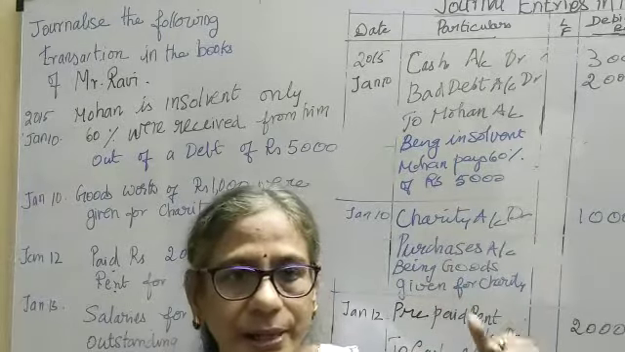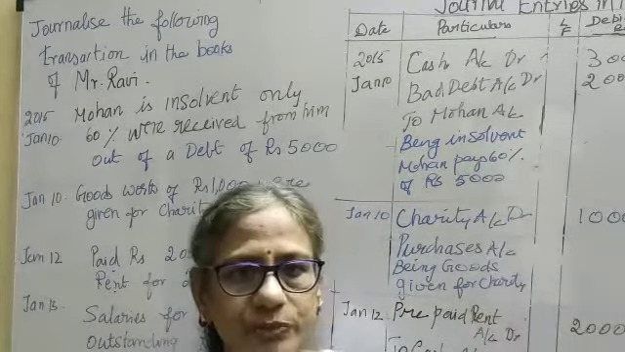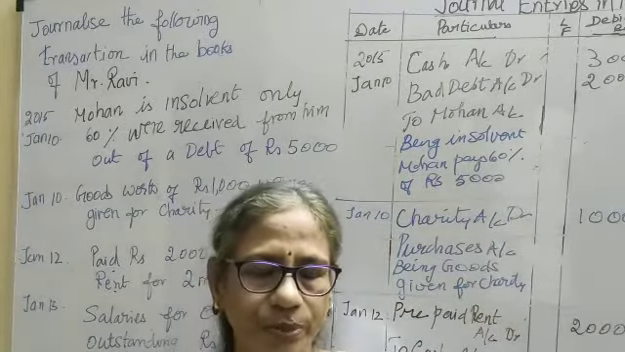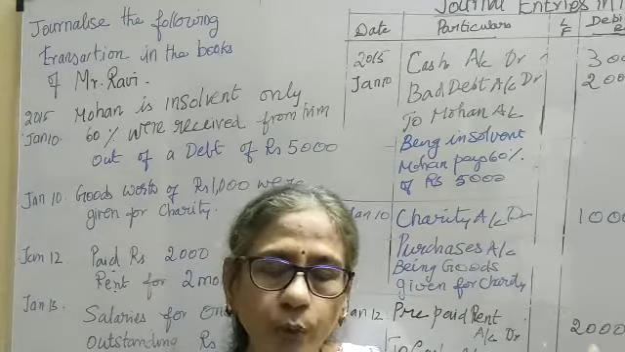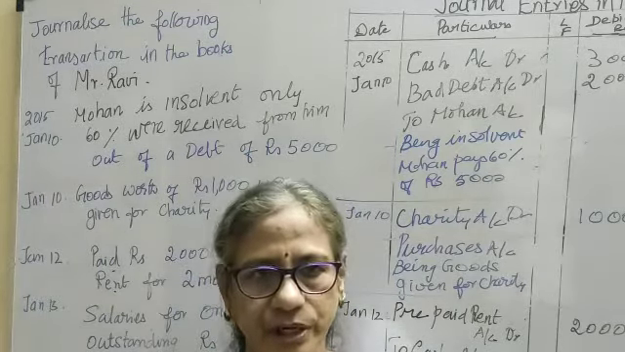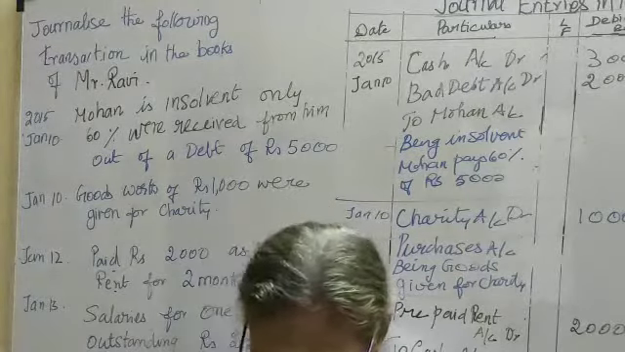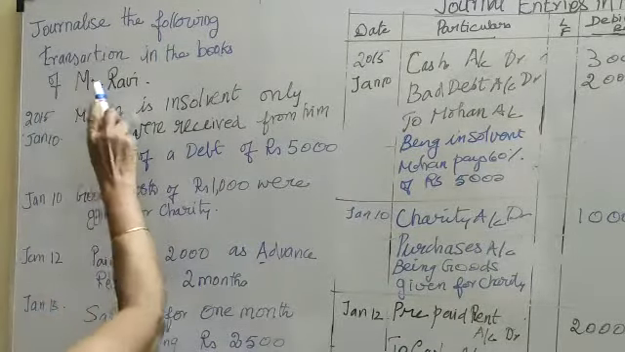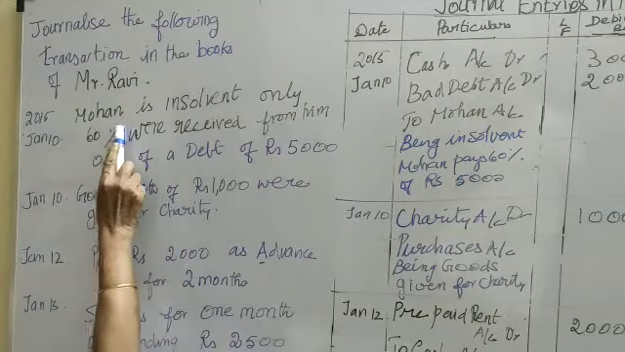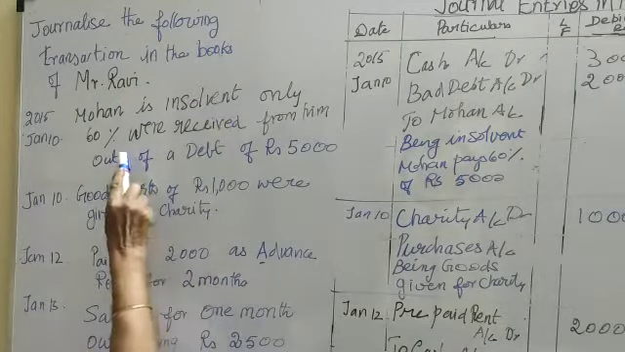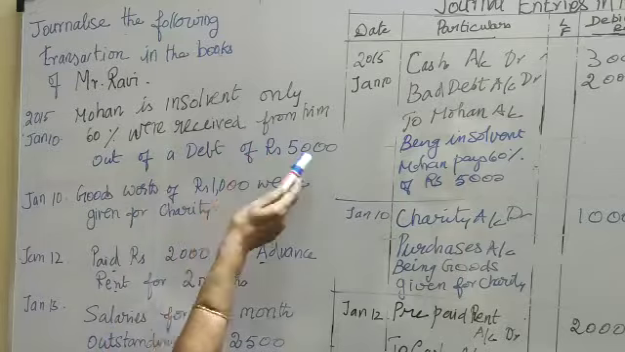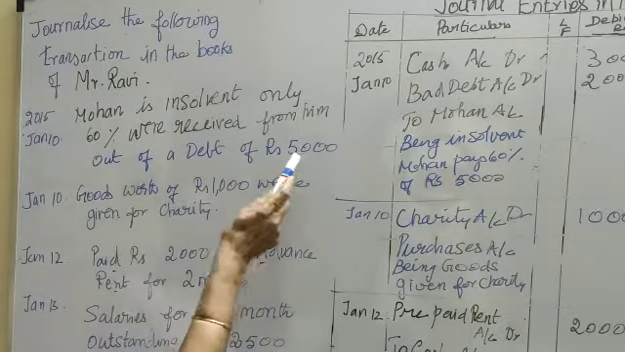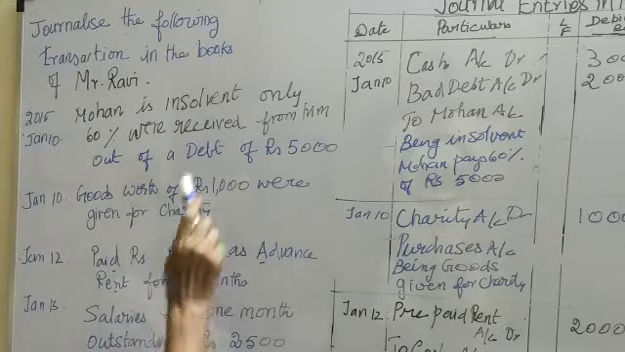Now, based on these journal entries which we already discussed in the previous class, we will see how to post that in the ledger accounts. Let us see the first transaction given here. Journalize the following in the books of Mr. Ravi. Mohan is insolvent. Only 60% were received from him out of a debt of rupees 5,000.